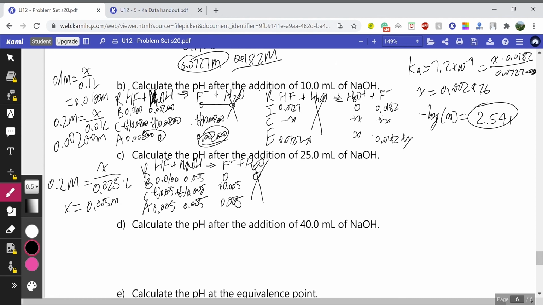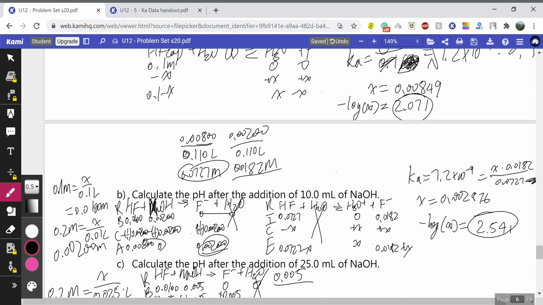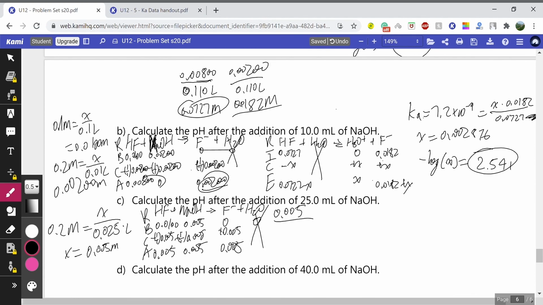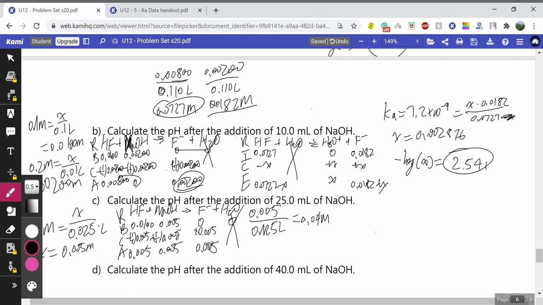Now since everything is 0.005, we need to divide by our volume. And we need to assume the volume is additive, so it's going to be 100 milliliters up there, plus the 25 milliliters we just added, which is going to be 0.125 liters. 0.005 divided by 0.125 liters gives you 0.04 molar. Now we can plug that into a RICE chart. The reaction is going to be HF plus H2O, same as before, forming H3O+ and F minus. And we should use this equation because it gives the H3O+.